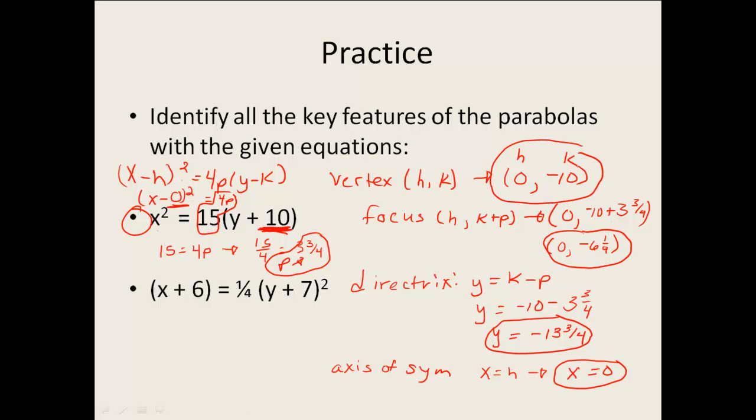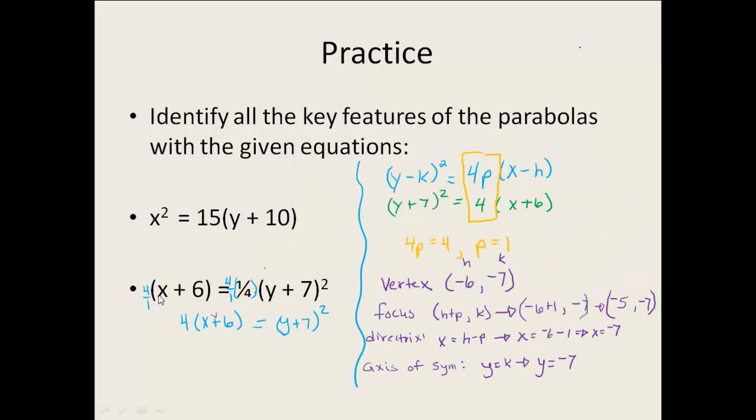Now what I want you to do is the same type of thing with this second equation here. First thing you're going to have to do is isolate the squared term. So you've got to think to yourself, I've got 1/4 times this squared term. How do I undo multiplying by 1/4? So first isolate the squared term, and then go through the same process we did here. Find your vertex, and then use that to do the focus, the directrix, and the axis of symmetry. So pause the video and give that a shot.